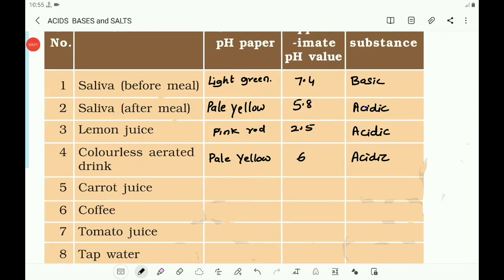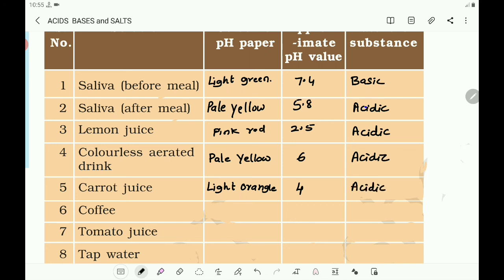Next one, you take carrot juice. The color of the pH paper in carrot juice is light orange. Then the approximate value of pH is 4, as it is less than 7, you can take it is acidic in nature.